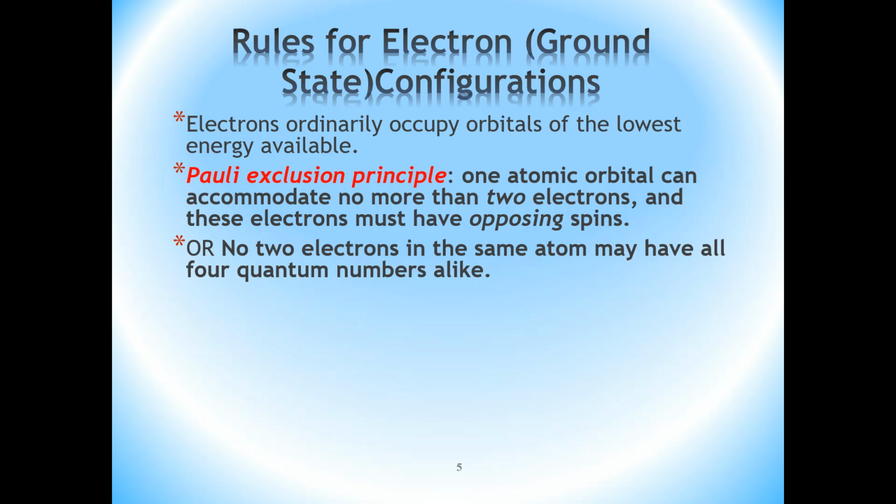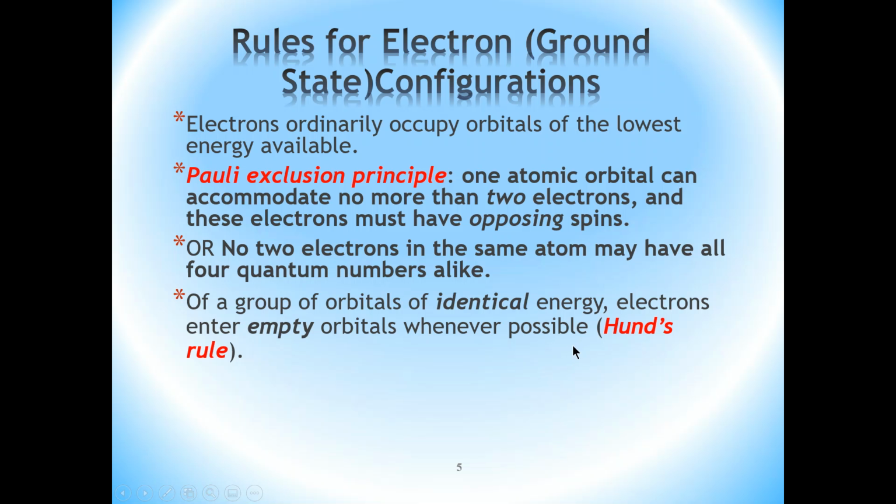The next rule has to do with how to distribute the electrons in a group of orbitals that have the same energy. And basically what this rule says, and this is Hund's rule, by the way, is that electrons will enter the empty orbitals whenever possible. All right, so that goes back to what I was talking about.